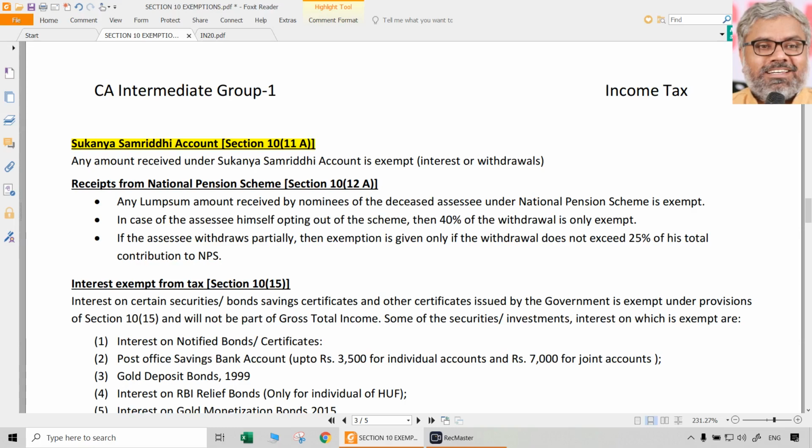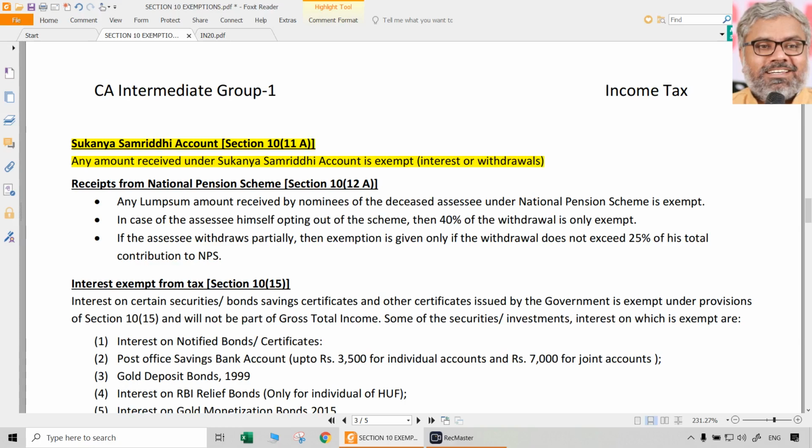10(11A) says that amount received under Sukanya Samruddhi account is exempt, whether it is interest also, withdrawals also. Withdrawals anyway will be exempt because it is our money only, we are getting it back. But interest on Sukanya Samruddhi account is exempt. So this is a kind of bank account, like a normal bank account only, where any person in India can open in the name of their daughters, in the name of the girl child. And they can keep on depositing money into that Sukanya Samruddhi account, which can be used later for their education, etc. That's a savings account, nothing special about it.